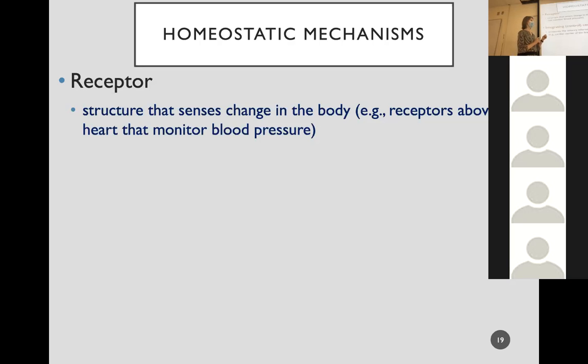This, as it sounds, is going to take that information and integrate it and then make a decision based on the receptor's information that it's sending in. So the receptor sends information to the control center, which is usually our brain. Sometimes it's the spinal cord, but usually the brain is our control center. That's what is processing all of this information and then sending out the signal to make a change.